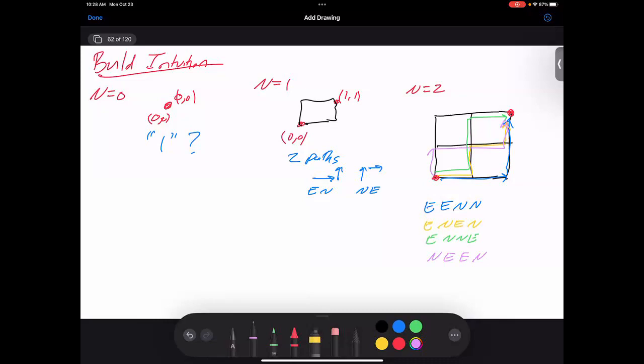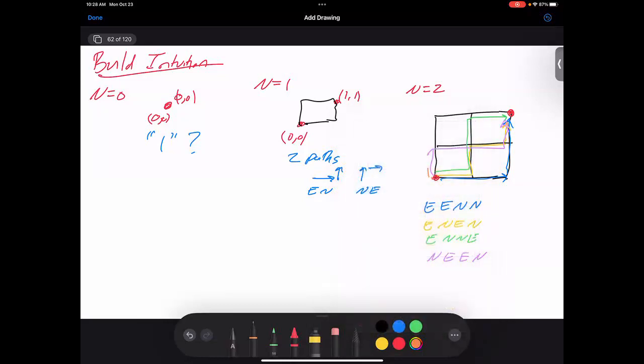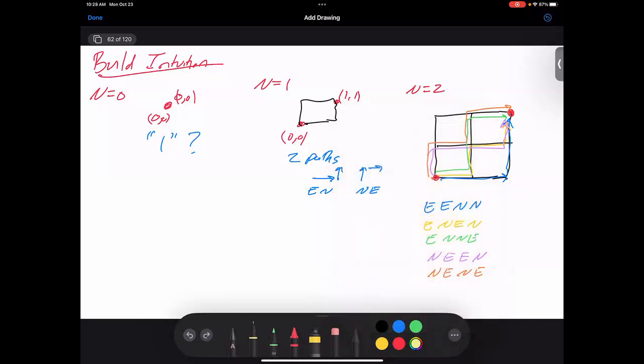What would be next? Okay. Let's try maybe some kind of orange. Like this. So that would be north, east, north, east. And do we have anything else? Okay, so then we would have north, north, east, east. So how many do we have now? 6.